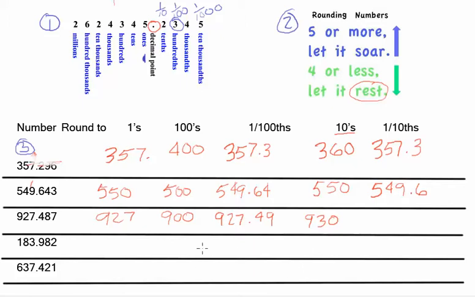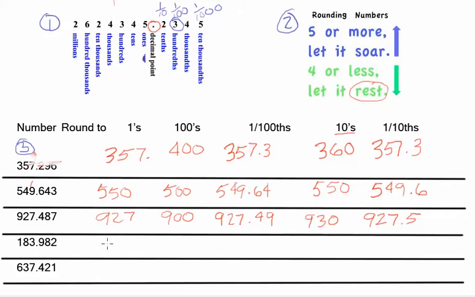Okay, and next is the 1/10th spot. The 1/10th spot is that 4, and to the right of the 4 is an 8. So again, we've had a lot of soaring going on with this one. So 927.5, because 87 is greater than 50.